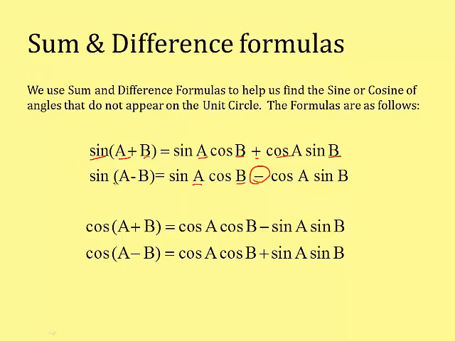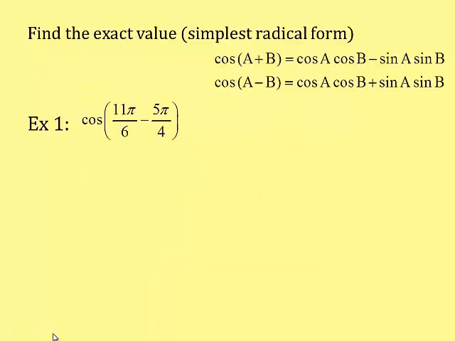Now, if I'm looking for cosine, there are different formulas. If I added two angles to get the desired angle, I would take cosine of A times cosine of B minus sine of A times sine of B. If I needed to take the difference, look at what happens. I take cosine of A times cosine of B plus, so it's almost opposite signs here, sine of A times sine of B. Like I said, you don't have to memorize these, but just be aware of the differences between them.